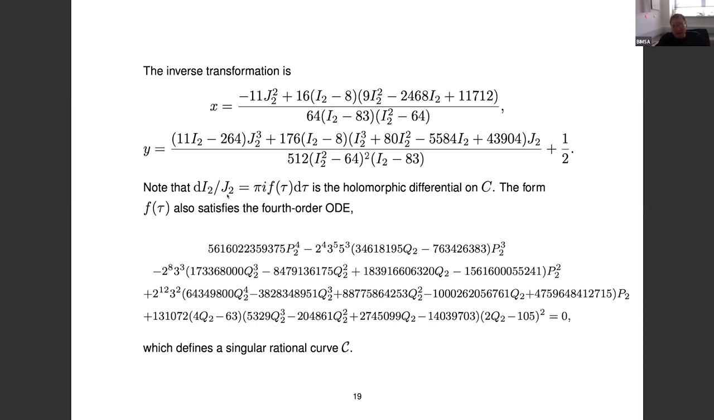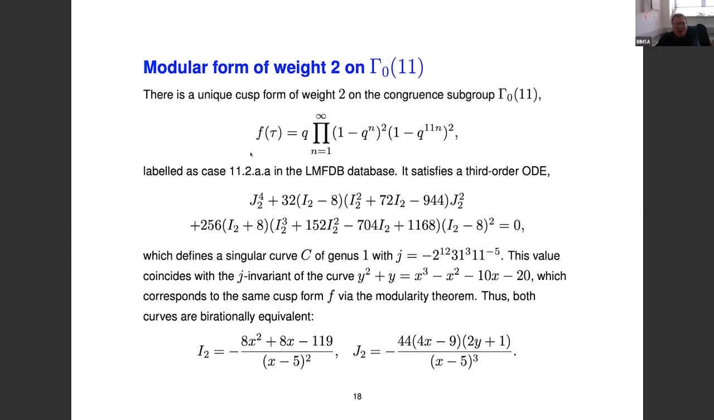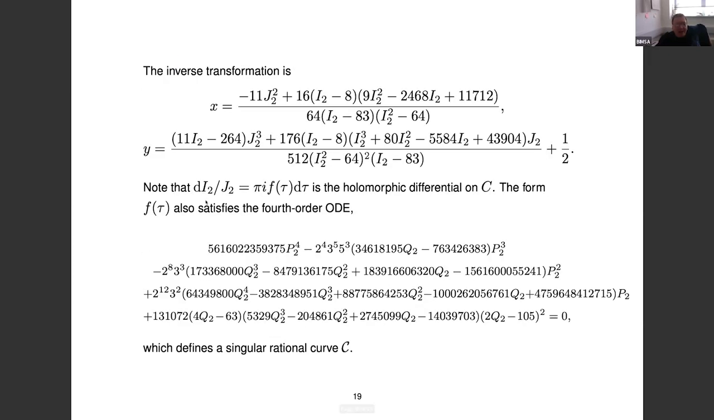But I already mentioned that for weight two modular forms, Di2 over J2 is pi I f of tau d tau, where f is precisely this modular form, right? So as it should be by the modularity theorem. So in other words, I'm not an expert in number theory, in the theory of elliptic curves, and in particular on this modularity theorem.